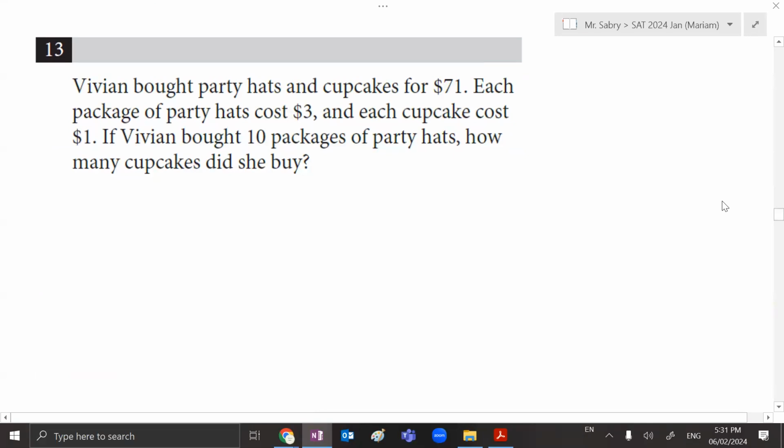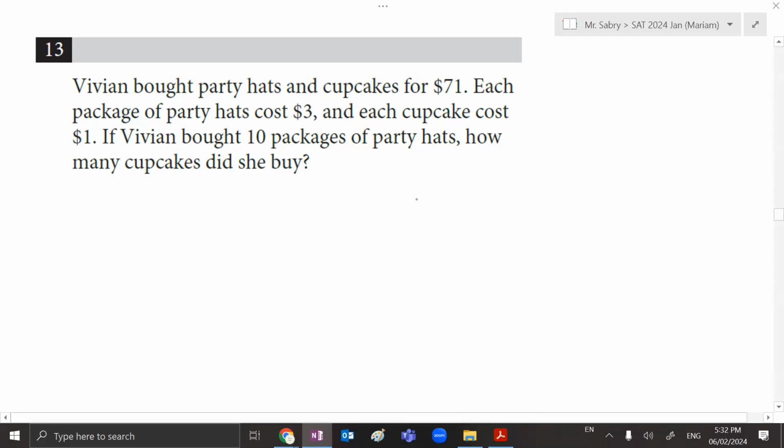Vivian bought party hats and cupcakes for $71. Each package of party hats costs $3, while each cupcake costs $1. Vivian bought 10 packages of party hats. How many cupcakes did she buy? Okay, let's break it down. Perfect. So together, party hats and cupcakes are 71, so whatever the equation is, it's going to equal 71.